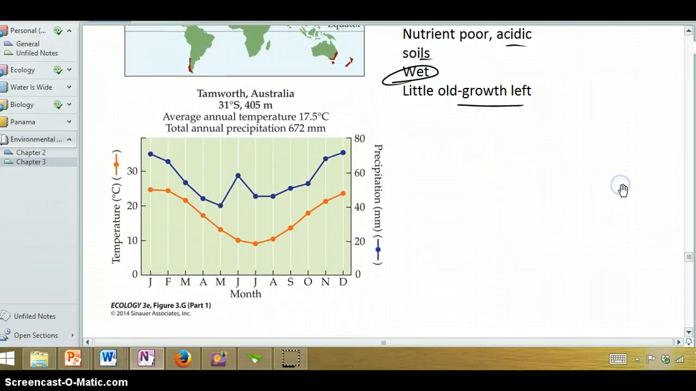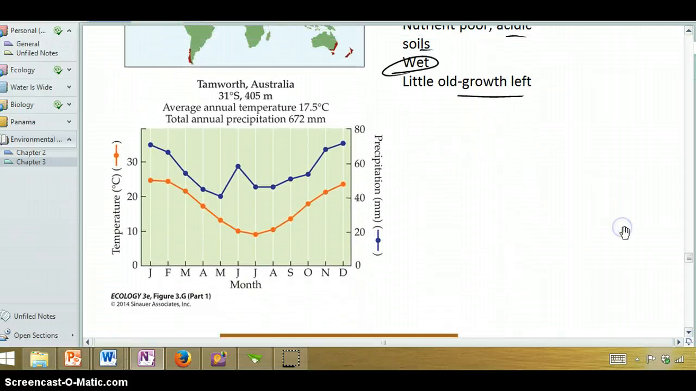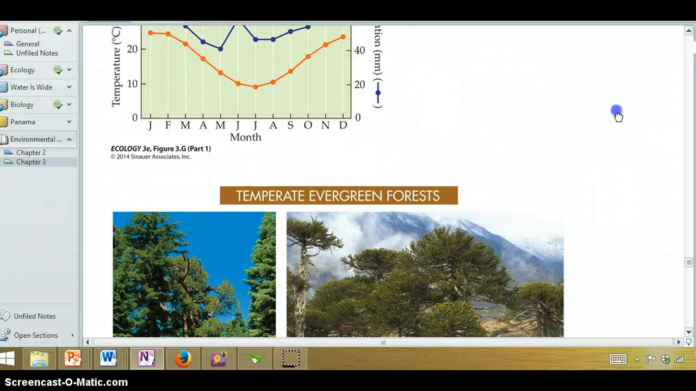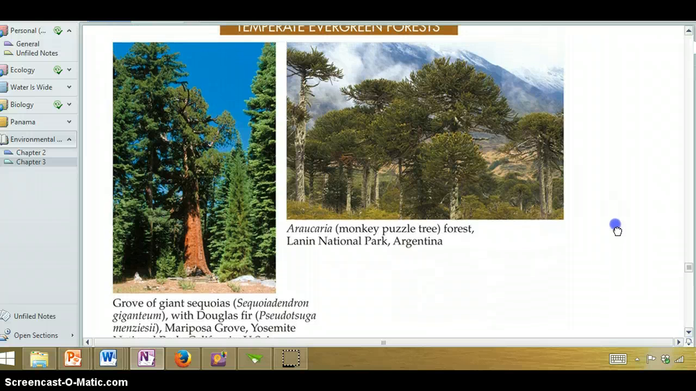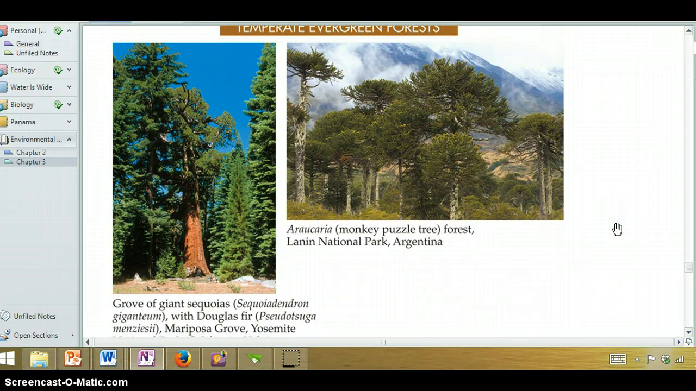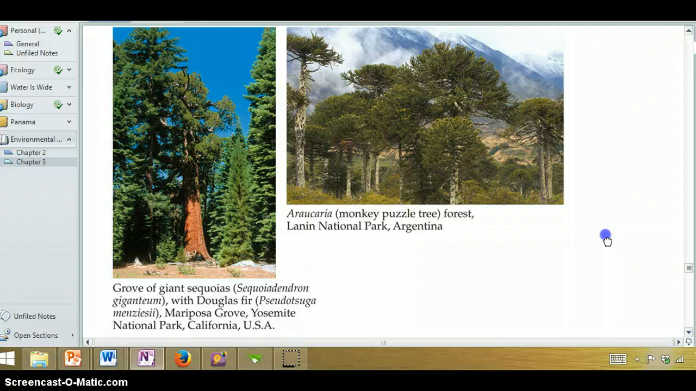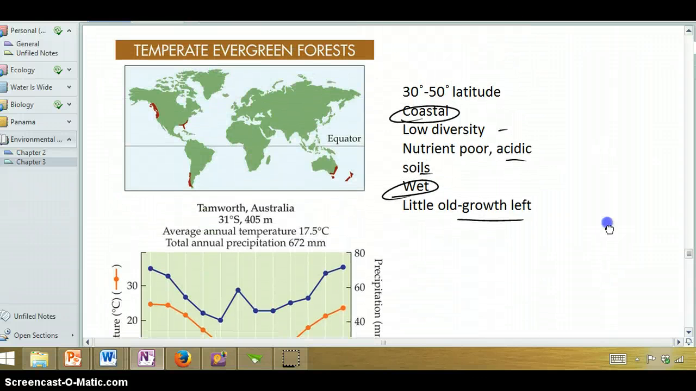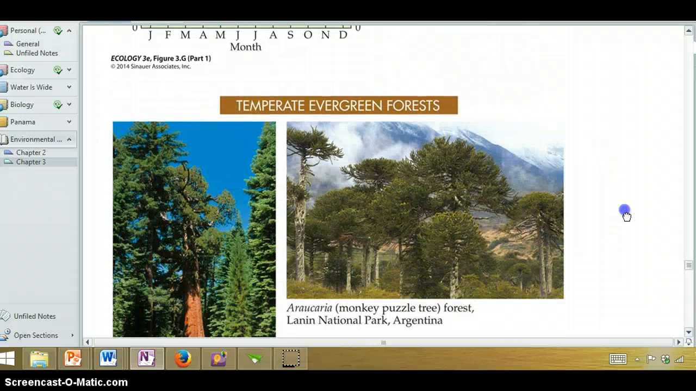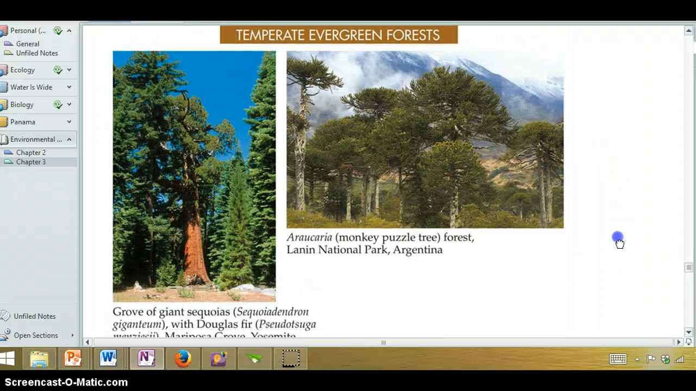So here you can see in Australia, of course, the seasons are reversed there in terms of temperature and fairly high moisture levels throughout the year, although there's a bit of variation. And so the Northern California, Southern Oregon and Washington State, those coastal areas, and here you can see in Argentina, on the very southern tip of Argentina.